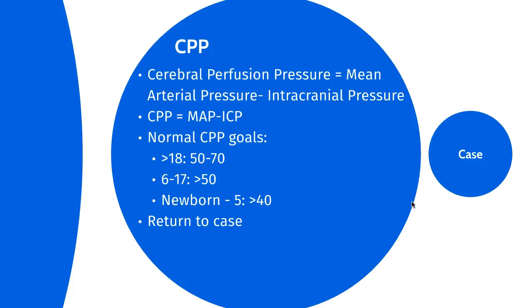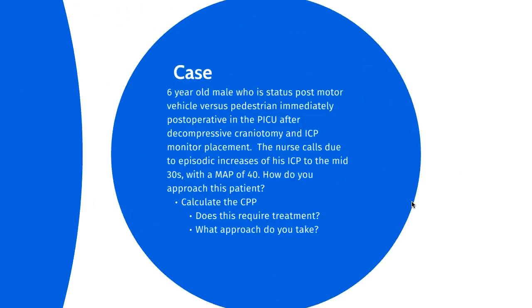So let's return to our case and get a better understanding. Again, I'll just highlight here, this is a kid who has a significant brain injury. He's already gone to the OR, he's had the decompressive craniotomy, and he's got an ICP monitor in placement. The nurse is able to monitor minute by minute what his ICP is doing, and she calls you as soon as he's having periods where his ICP is in the 30s. His MAP is only 40, which is less than optimal in this situation.